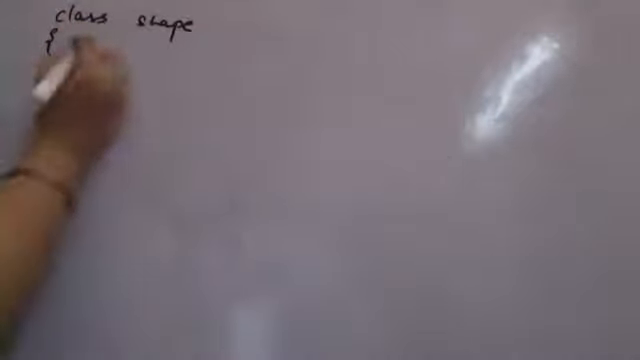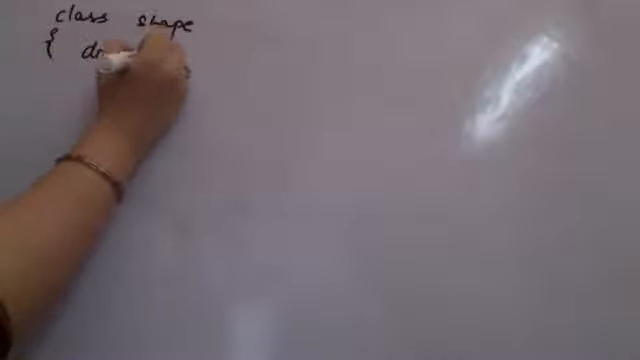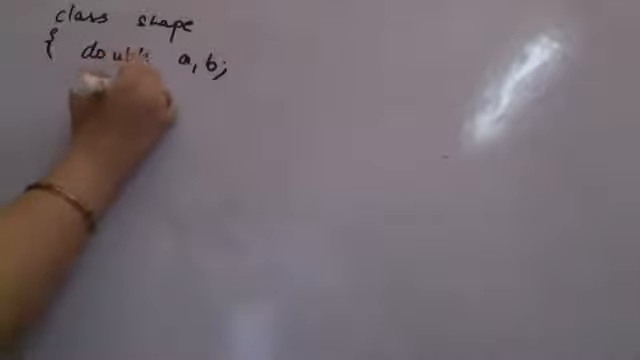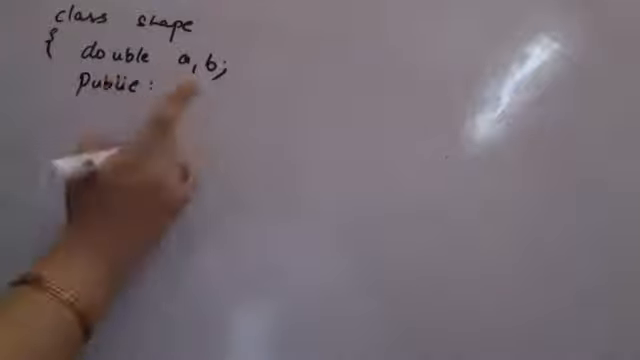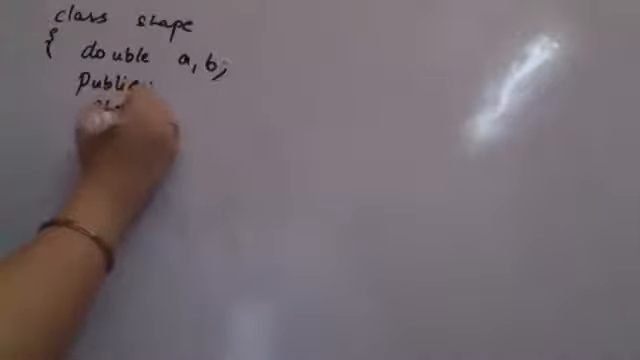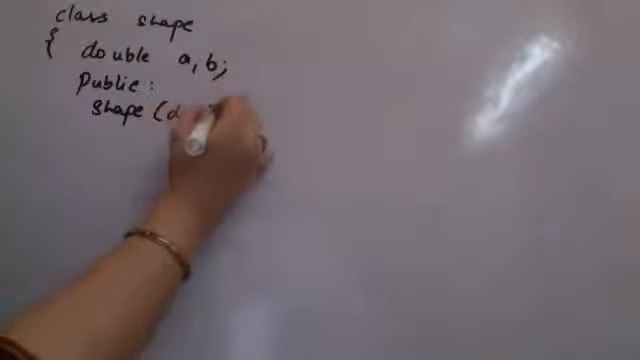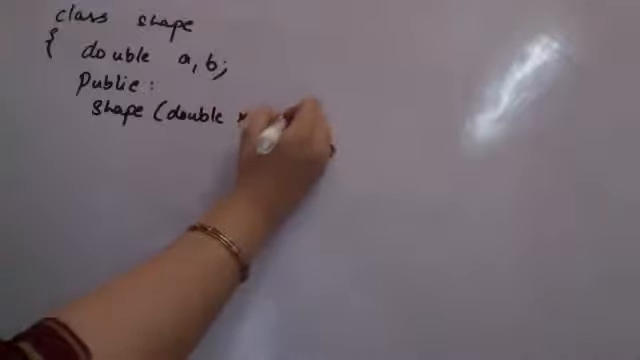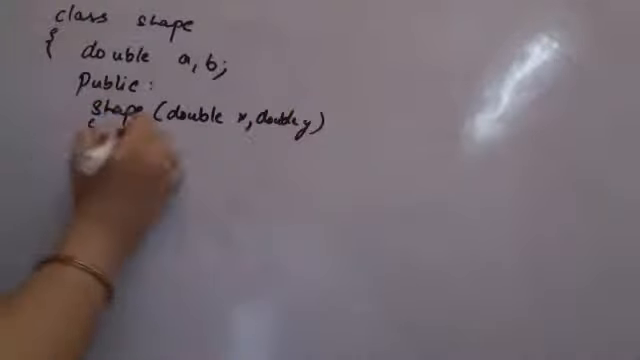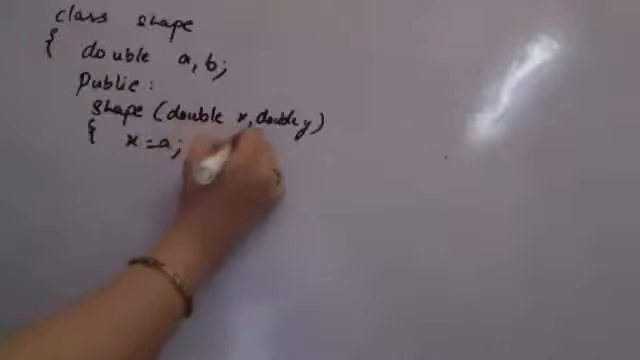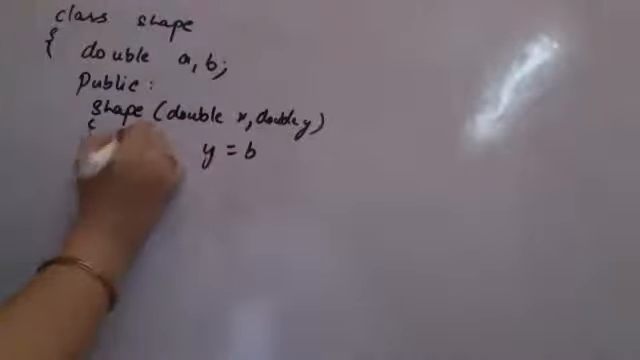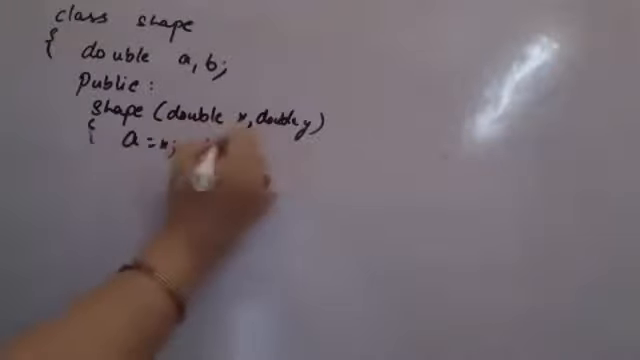So let's start by creating a class shape. When I am creating the class shape, I am mentioning double A and B. There are two variables. And in the public part, I should have the get data function. So I am creating a shape constructor also. Within the constructor, I take double X and double Y, and I say A is equal to X, B is equal to Y.